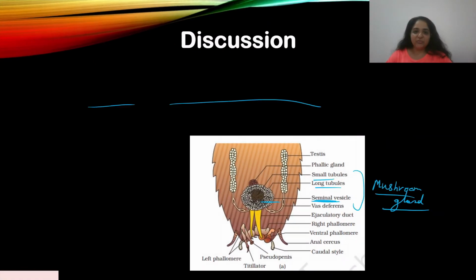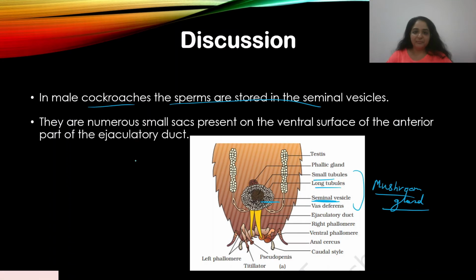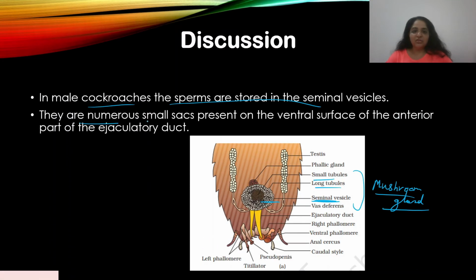Okay, let's move on then. So there are numerous small sacs present on the ventral surface of the anterior part of the ejaculatory duct. So that's where the anatomy is. You have the ejaculatory duct and they're present on the ventral side and on the anterior part, the front part of the ejaculatory duct. Okay, let's move on.